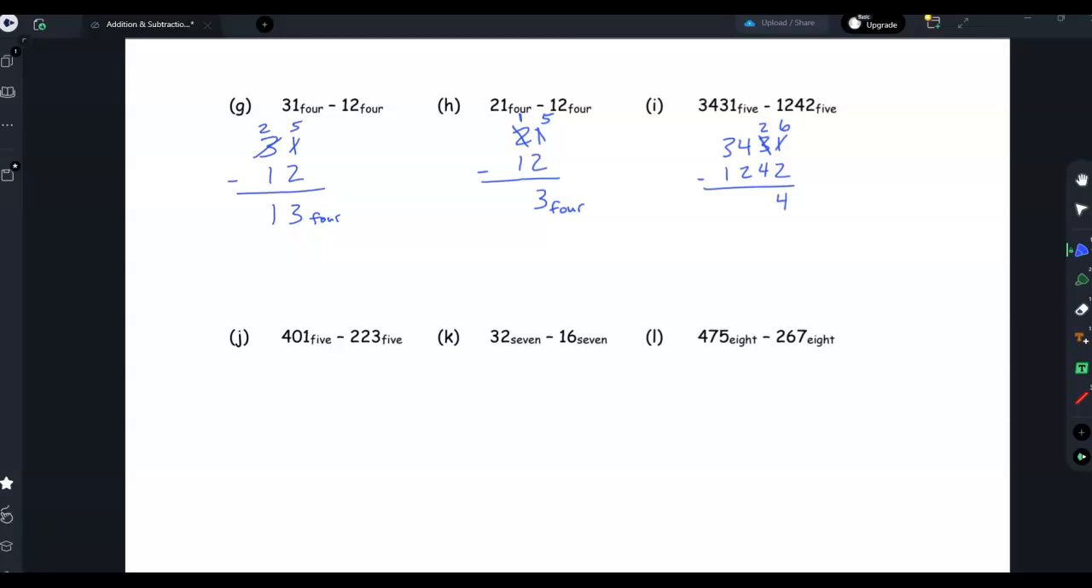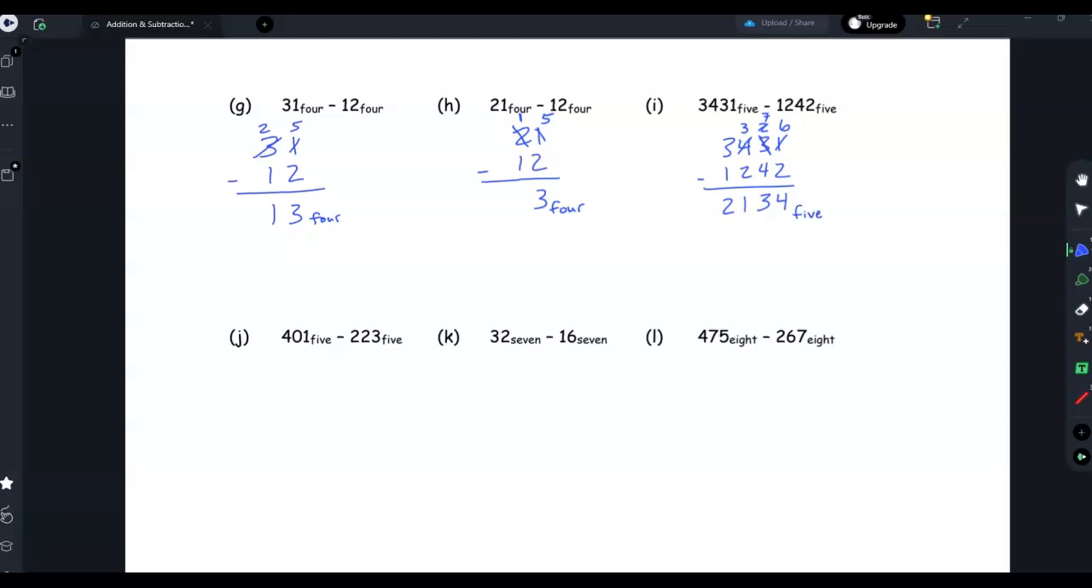2 minus 4 in the next column I can't do and get a positive answer, so I'm going to have to do another exchange. I'm going to exchange this 4, which is going to give me 1 fewer, so now there's only 3 there, but that's giving me 4 in the next column to the right. I'm sorry, not 4, it's giving me 5 because I'm in base 5. So it's giving me 5 more, plus the 2 that are already there, which means now there are 7. So 7 minus 4 gives me 3. 3 minus 2 gives me 1. 3 minus 1 gives me 2. And I get 2, 1, 3, 4 in base 5.